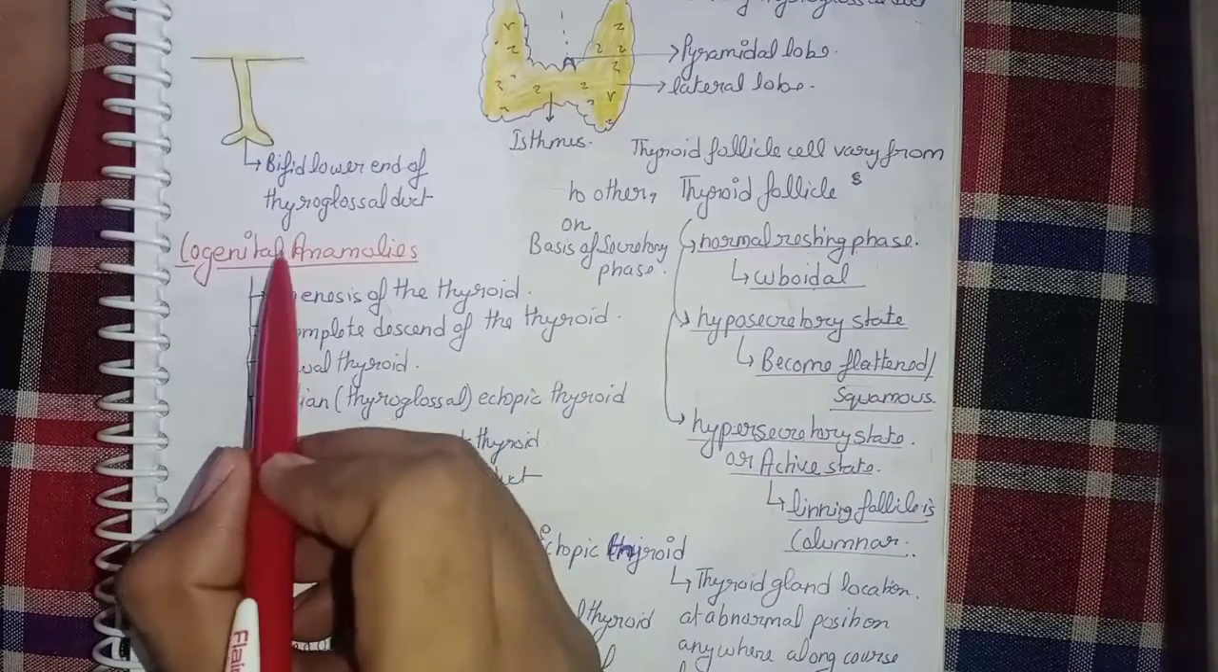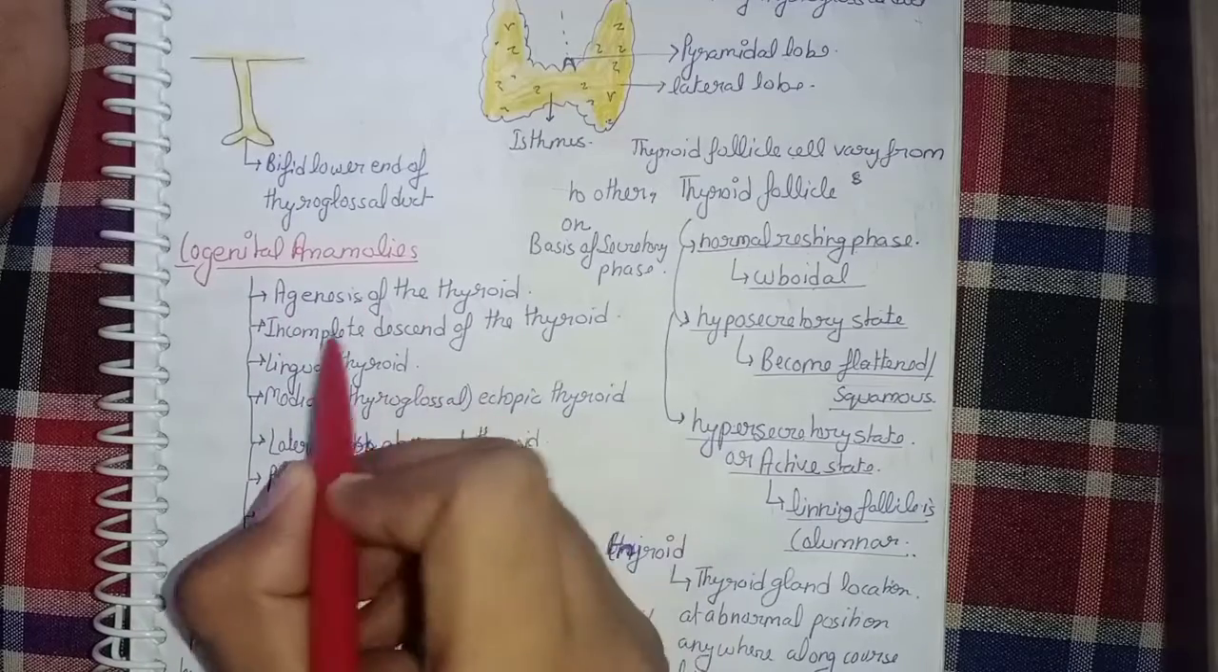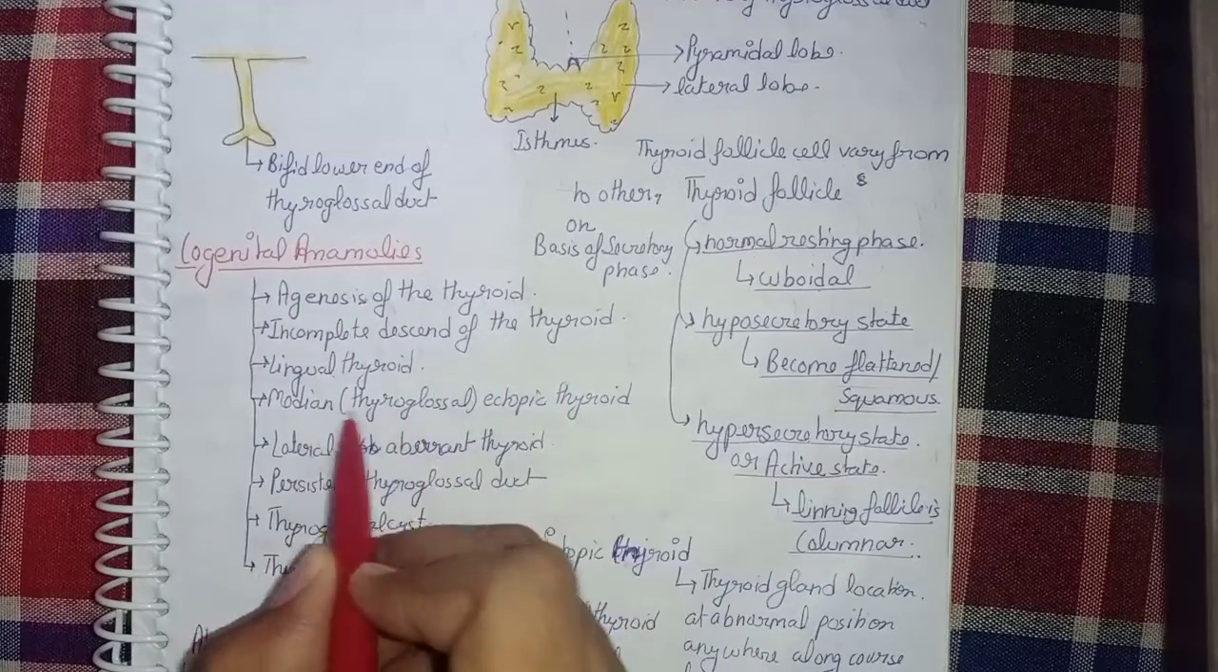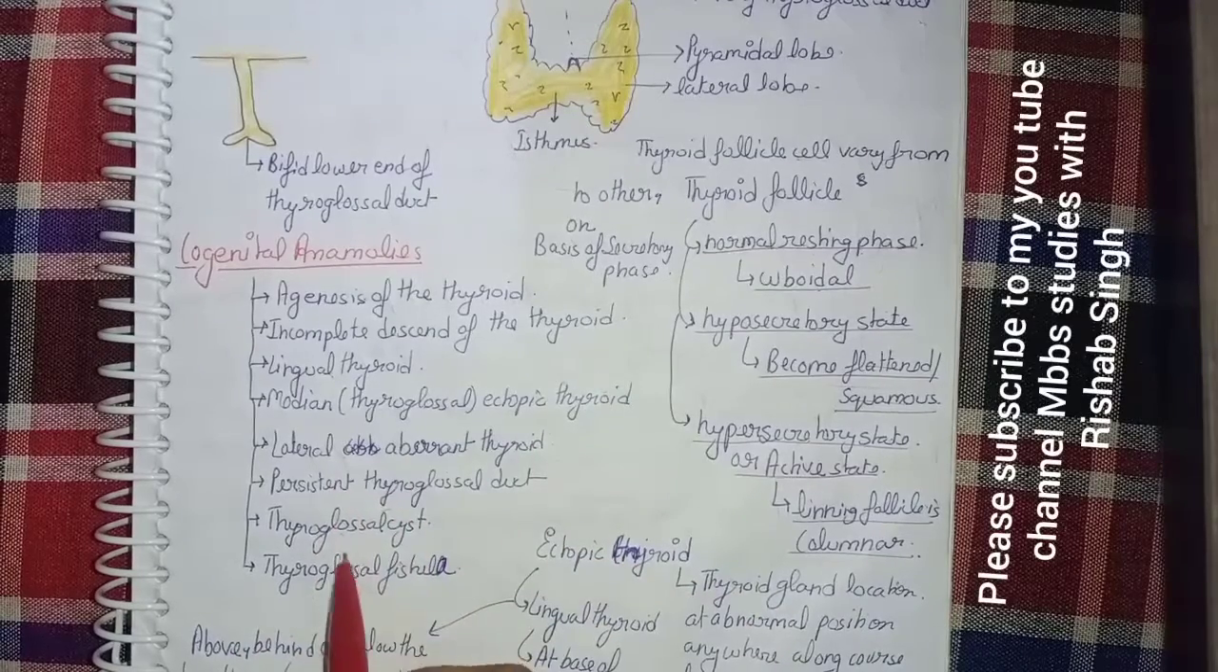Now coming to congenital or developmental anomalies of the thyroid gland. First there is agenesis of the thyroid, incomplete descent of the thyroid, lingual thyroid, median thyroglossal ectopic thyroid, lateral aberrant thyroid, persistent thyroglossal duct, thyroglossal cyst, and thyroglossal fistula.